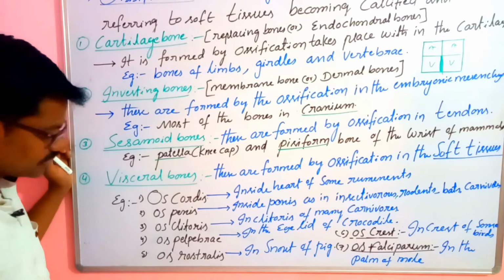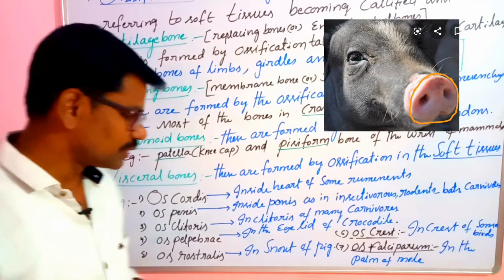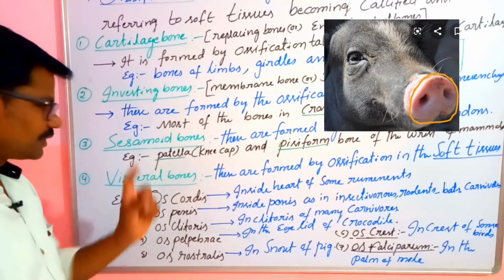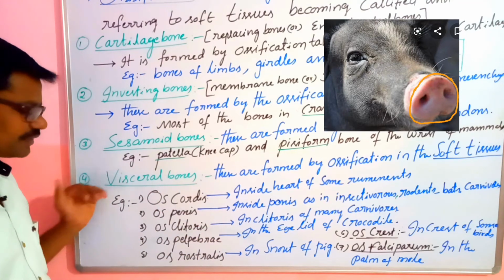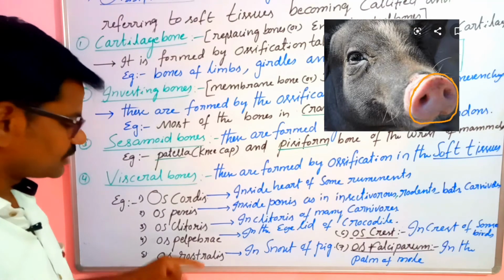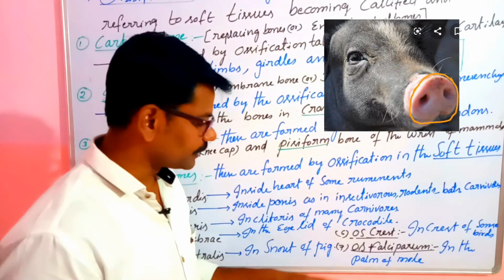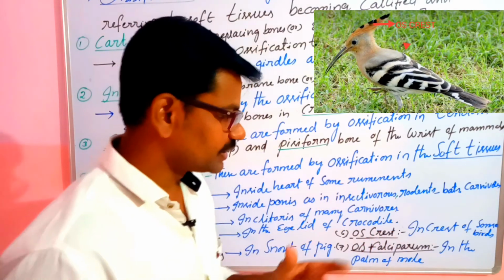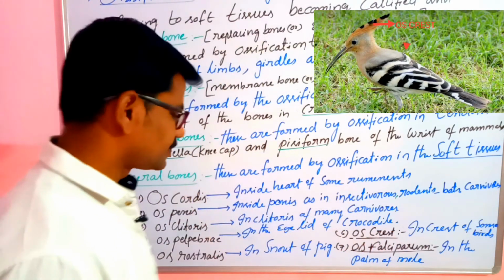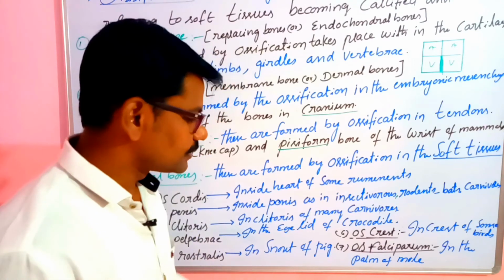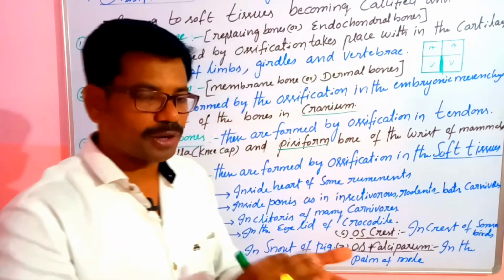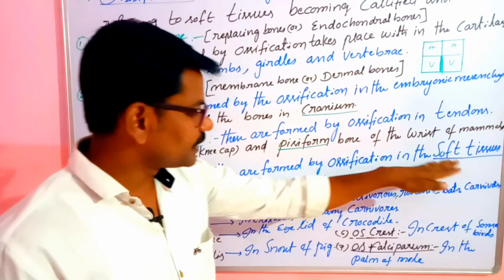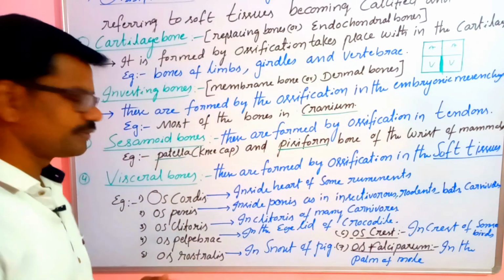Next, os rostralis. Rostrum is nothing but a snout. The snout of the pig is made up of soft tissue that undergoes ossification to become a visceral bone, right? This is os rostralis in the snout of the pig. And os crist. Crist is a part of the body which is made up of a type of visceral bone. And last one is os falciparum. The palms of the moles are made up of os falciparum. Ossification takes place in the soft tissue. It's a type of visceral bone.